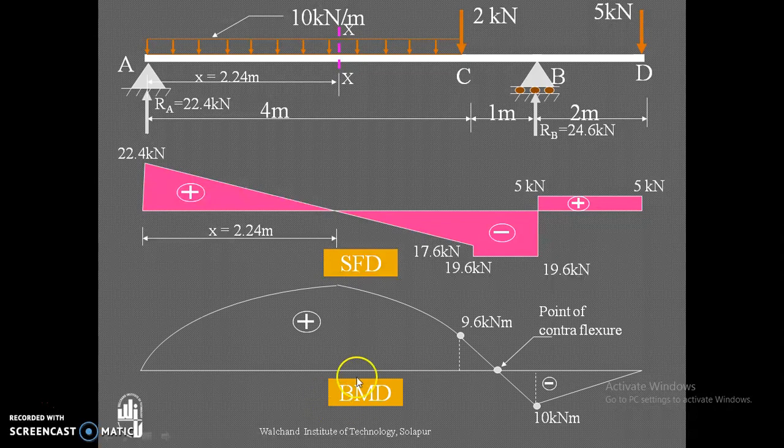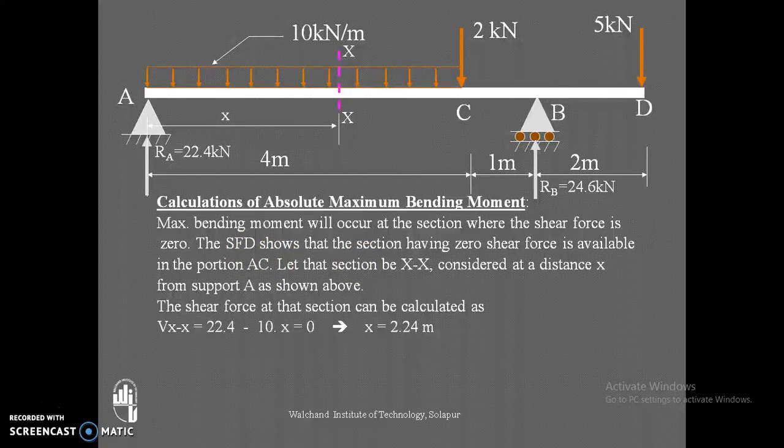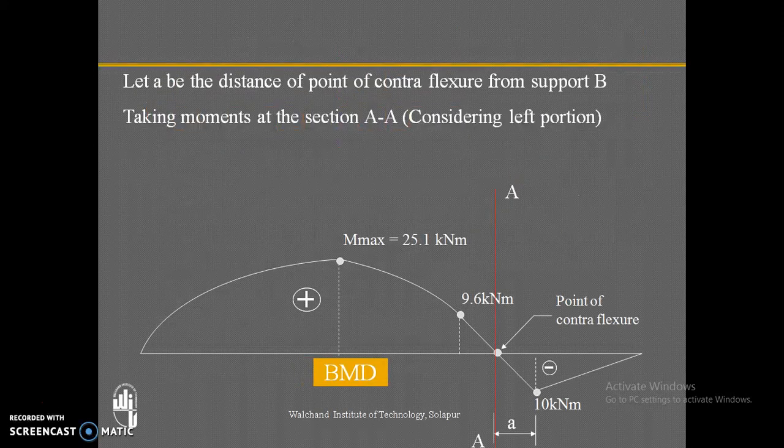Now this is our example problem. This is the shear force diagram. This is the bending moment diagram. This point is the point of contraflexure, that is where the bending moment changes sign. Now, calculation of absolute maximum bending moment: maximum bending moment will occur at the section where shear force is 0. SFD shows the section having 0 shear force. It is already solved. So maximum bending moment is 25.1 kilonewton meter, that we have solved.